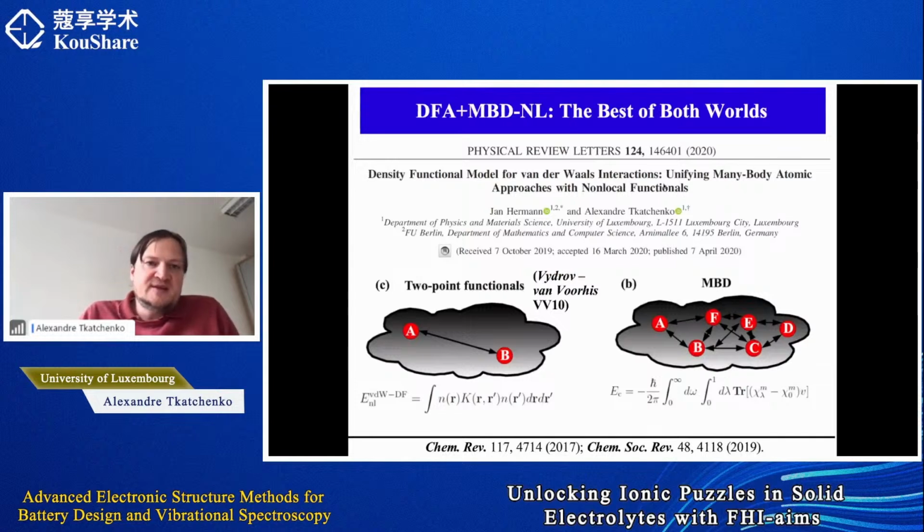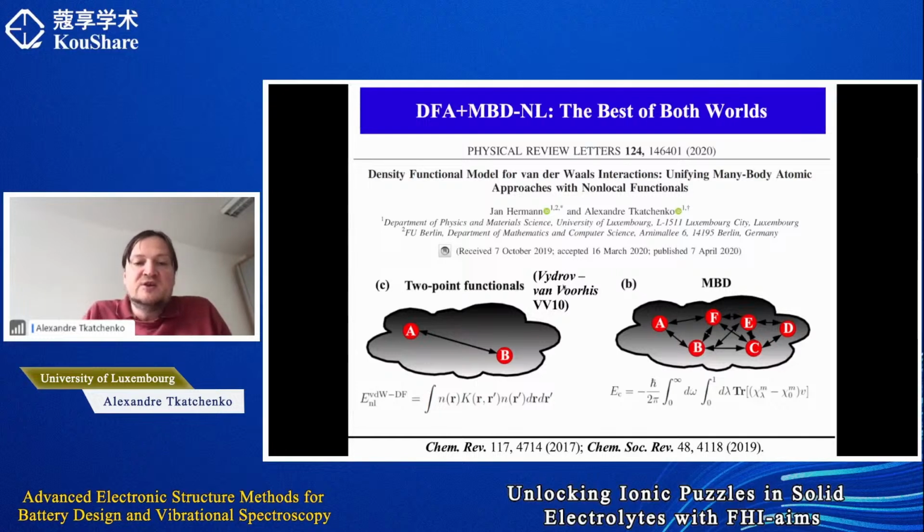Then in 2020, we went beyond this and we tried to actually make a broadly applicable DFA plus van der Waals functional that can describe molecules, materials, and all classes of different materials on equal footing. We did this together with Jan Hermann, who was a PhD student and a postdoc in my group. And so essentially, the essential idea here is to get what I would call the best of both worlds. So we combine a two-point non-local functional of Vydrov-Van Voorhis. We renormalize it to make it exact for the whole periodic table.